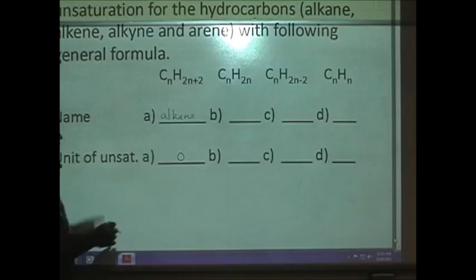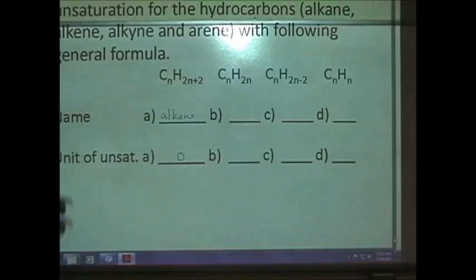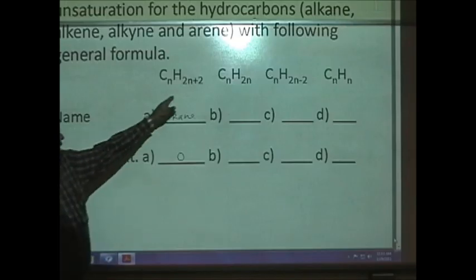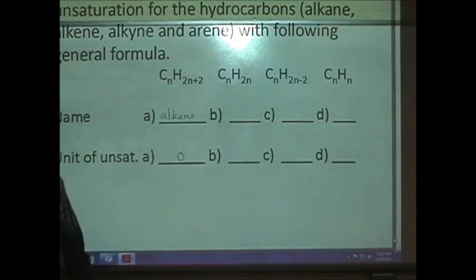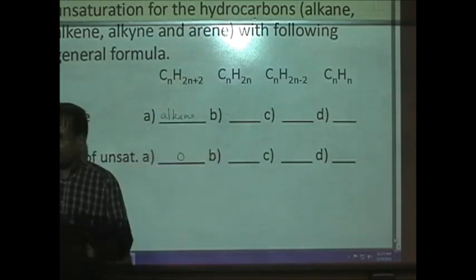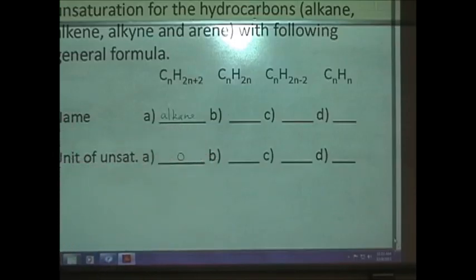So that's okay. CnH2n. What would that be? How many hydrogens are missing? One hydrogen molecule or two hydrogen atoms, right? So this could be a formula for what? Alkene. Is it only alkene?